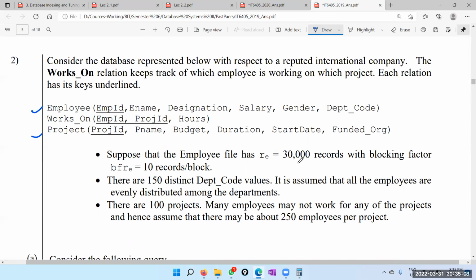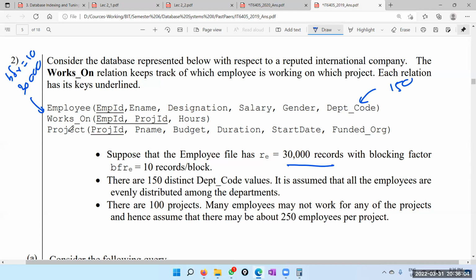Suppose that the employee file has 30,000 records. Just mark it somewhere so that you don't miss it. 30,000 records with a block factor of 10. So that means 10 records per block, which means a huge record size. There are 150 distinct department codes. The department table is not shown here, but they say 150 distinct department code values. It is assumed that all the employees are evenly distributed among the departments.